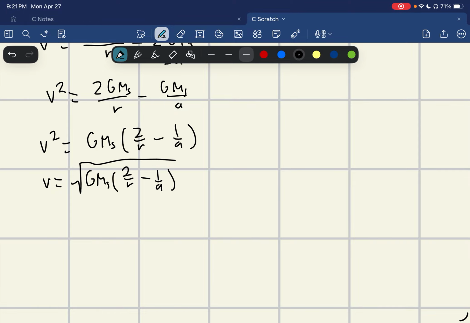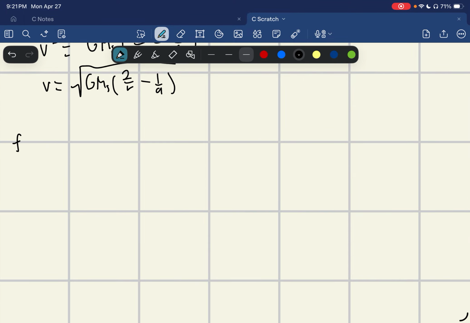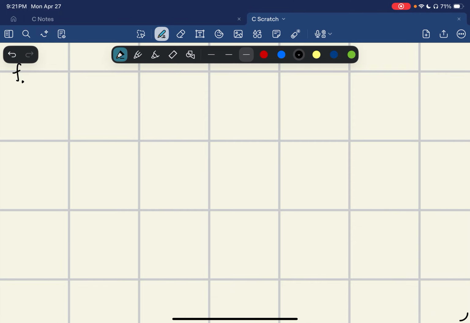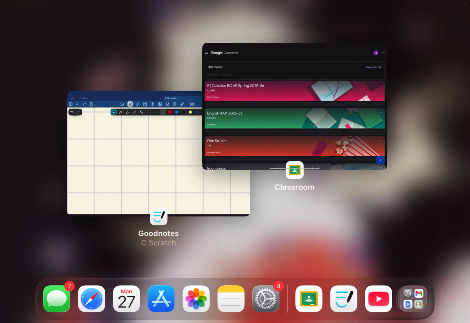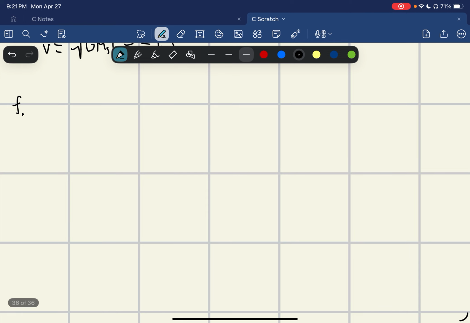Okay, part F. Part F asks, let me pull it up. Okay, that just disappeared. All right, part F asks that if the comet were in a circular orbit of radius r naught equal to rp, is its velocity v naught greater than, equal to, or less than the velocity vp of the original elliptical orbit?